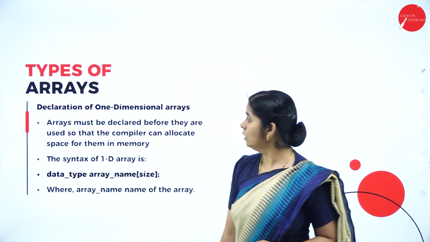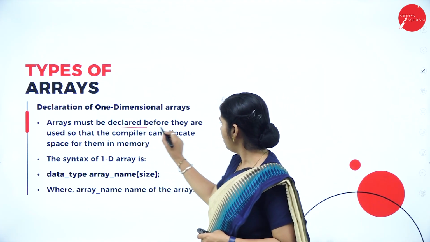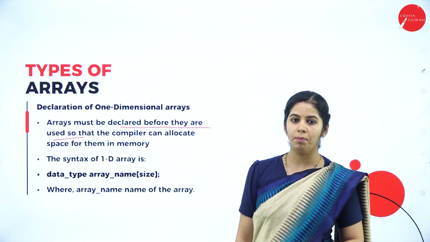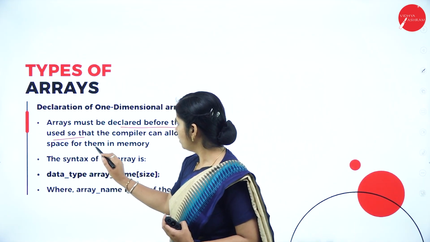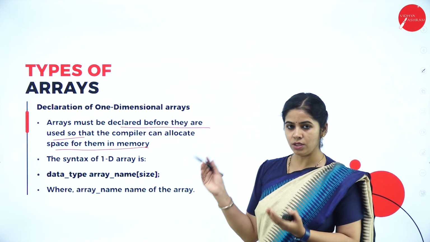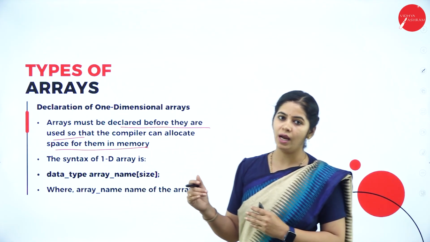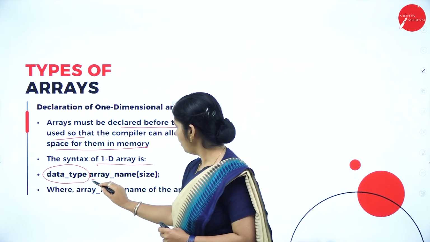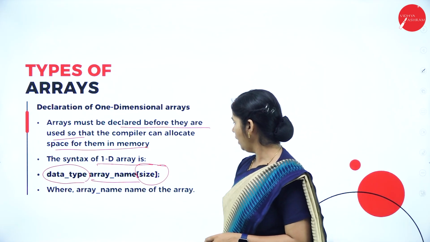Next we will move on to the declaration of a one-dimensional array. How can we declare a one-dimensional array? Arrays must be declared before they are used. Before they are used, we must tell the compiler that I am using an array of this data type, and we should allocate the space in memory as we have done in the previous slide. First declare, allocate the memory. Once memory is allocated, give the values for that memory location. So the syntax of a one-dimensional array is the data type, the name of the array and the size of the array, which you are supposed to give. Okay.